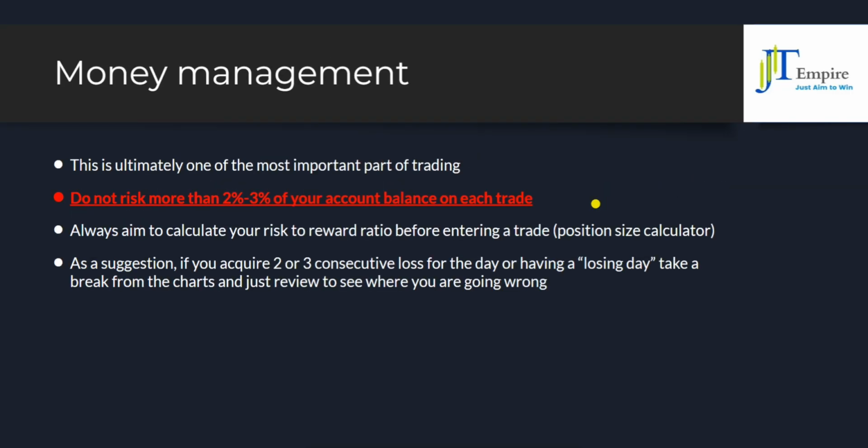Money management is by far one of the most important parts of trading. Do not risk more than 2 to 3% of your account balance on each trade. Right? Always aim to calculate your risk to reward ratio before entering a trade using a position size calculator. As a suggestion, if you acquire 2 or 3 consecutive losses for the day, or you are having a losing day, take a break from the charts and just review what you were doing wrong. Go to the drawing board and then try again.